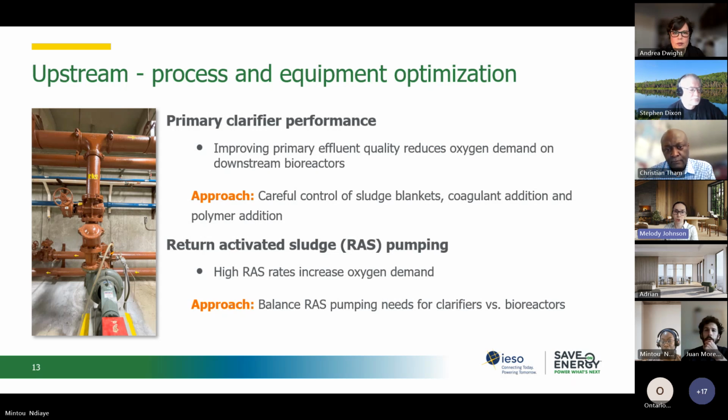The next is looking at return activated sludge pumping. You want to have enough RAS pumping to control the sludge blanket in your secondary clarifier, but if you overpump RAS, you can actually also increase oxygen demand in your bioreactors. So balancing what the clarifiers need versus what the bioreactors need can help to reduce oxygen demands. Next slide.